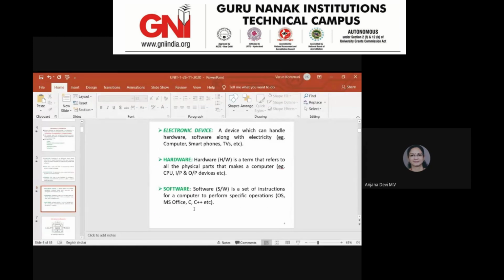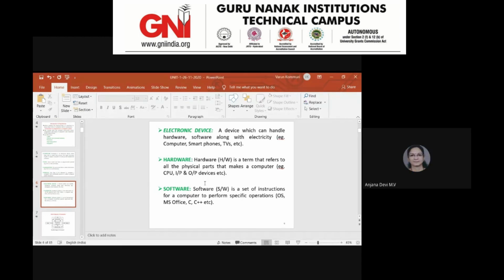Now, moving to the next slide. Already we have discussed the definition of the computer. So three definitions we have discussed. Here let us see what an electronic device is. Computer is an electronic device. What is an electronic device? An electronic device is nothing but a device which can handle both hardware and software along with electricity.